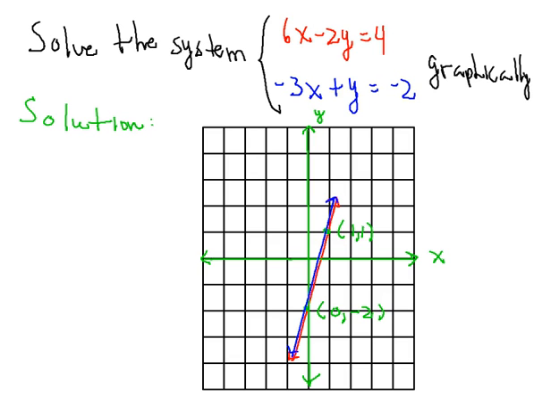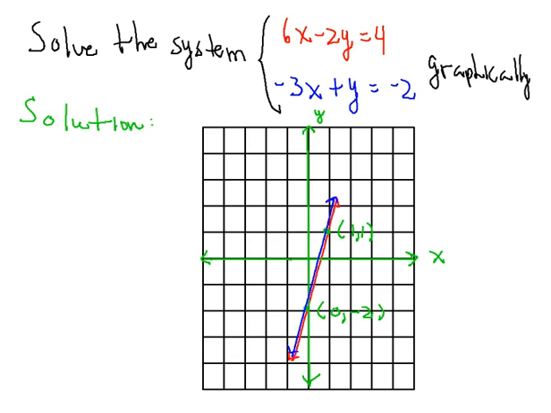Now this next special case that we're going to consider will be illustrated by the system 6x minus 2y equals 4, and negative 3x plus y is equal to negative 2. And as I did in the previous example, I'm going to color code the equations to match the graphs. So the red equation is graphed below and the blue equation is graphed below.